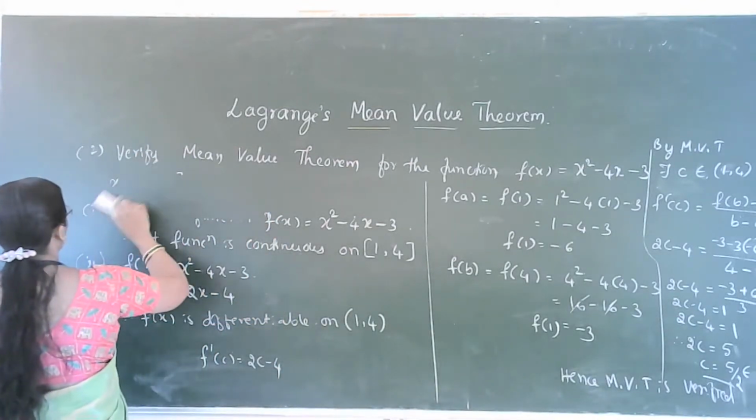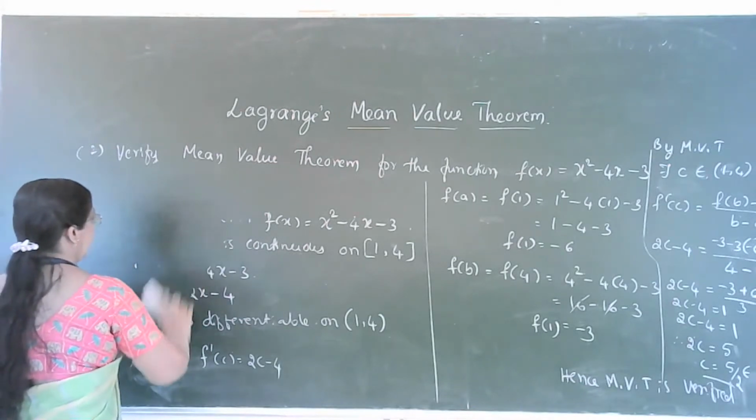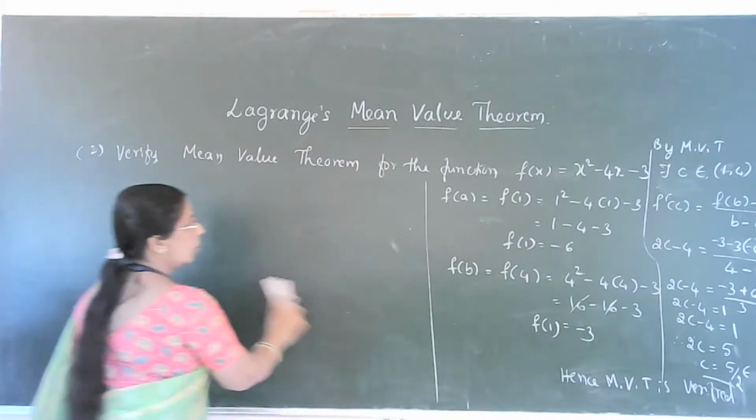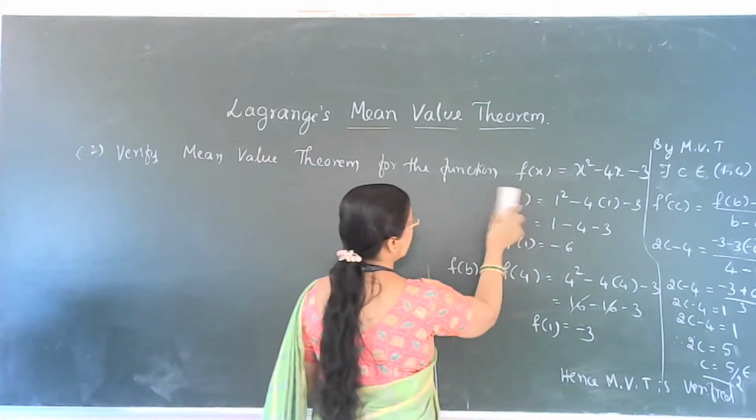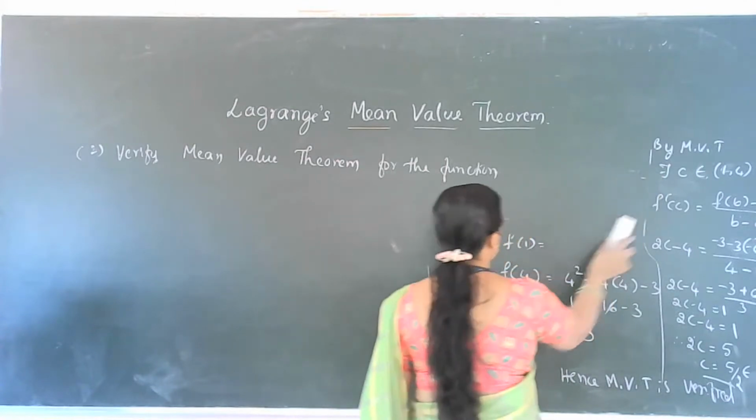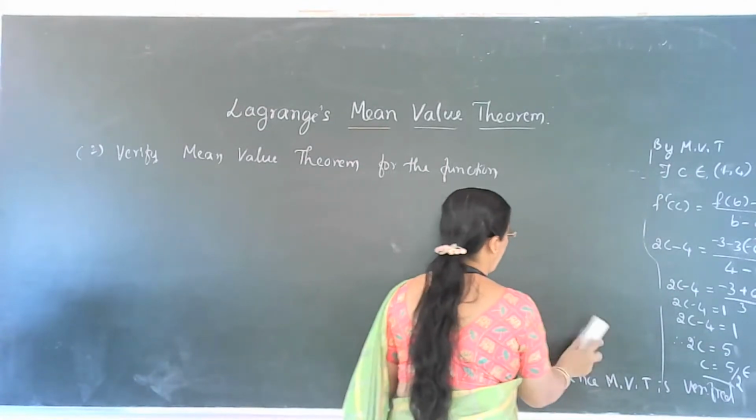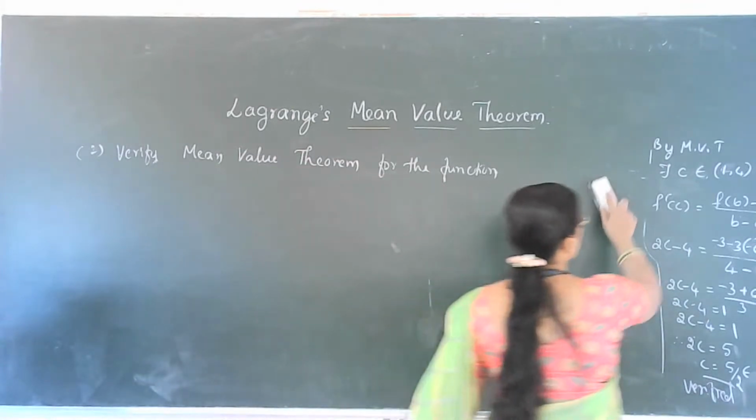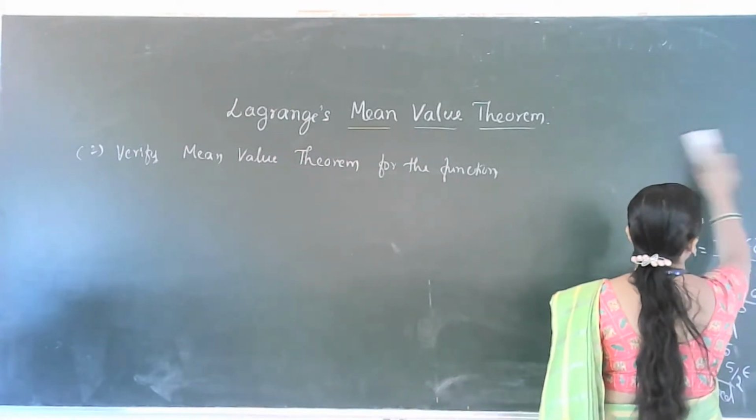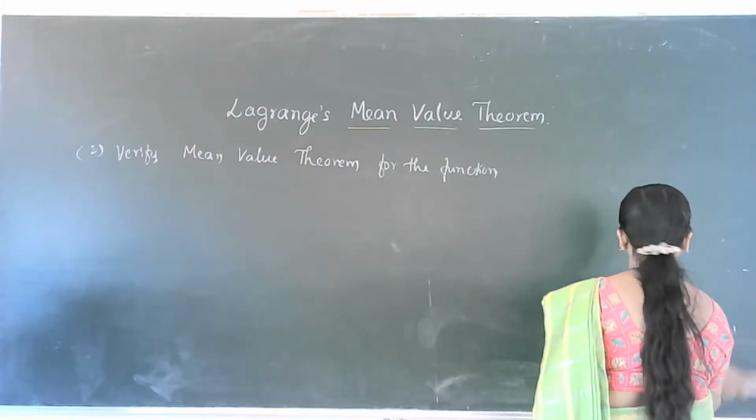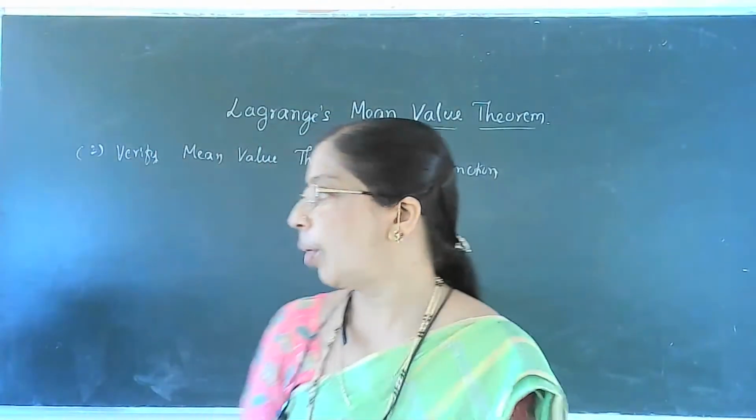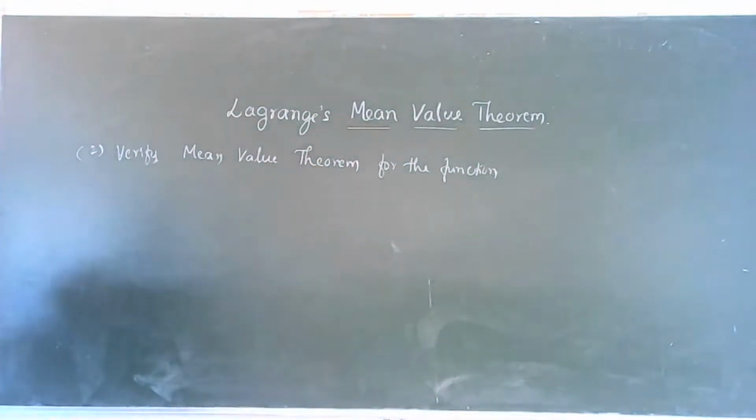We solve one more problem. The same steps are followed in all the problems. In Rolle's theorem, it is a little bit different. In Rolle's theorem, f of a is equal to f of b, but in the MVT theorem, they are not equal.